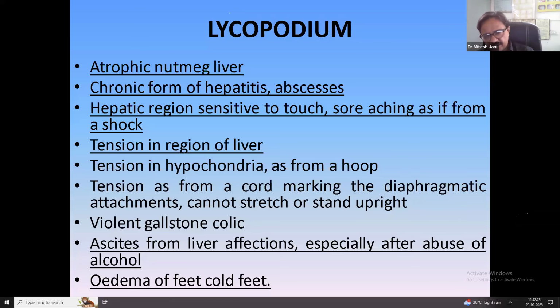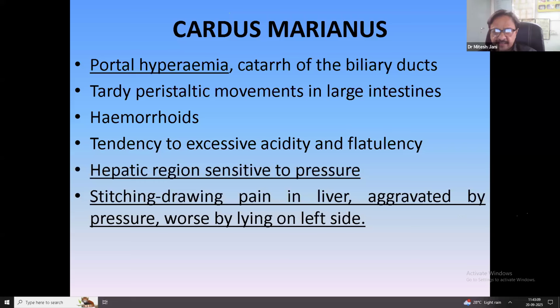Then Carduus marianus is the portal hyperemia, catarrh of the biliary ducts, hepatic region sensitive to pressure. In the previous one, Lycopodium is sensitive to touch; here Carduus is sensitive to pressure. Stitching, drawing pain in the liver, worse by pressure, worse by lying on the left side. And tardy peristaltic movement in the large intestine, hemorrhoids are there, tendency to excessive acidity and flatulence.